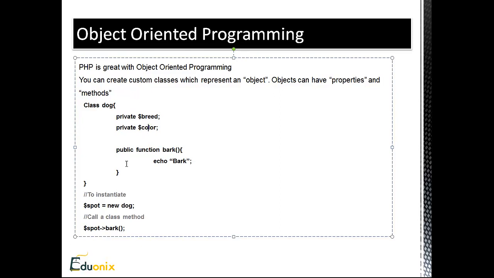Now we can also have methods. Objects have methods. So for instance, we have a method called bark. And by the way, a method is just a function that's inside of a class. It's just a function. And in this case, this function is just going to echo out bark.